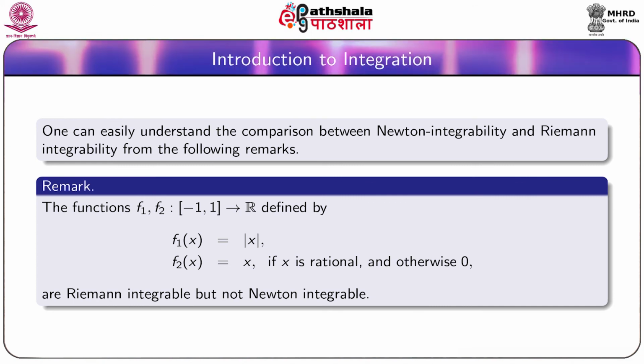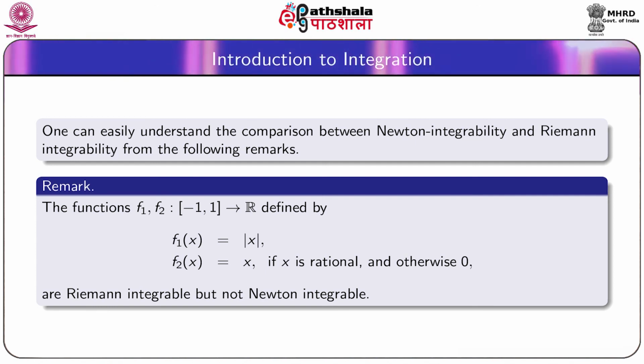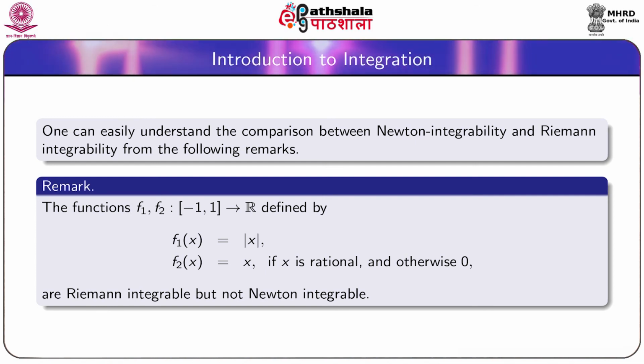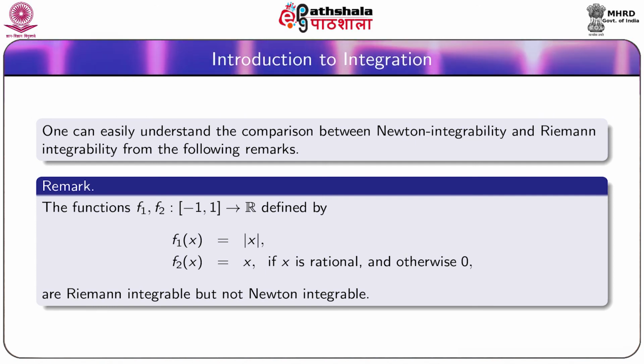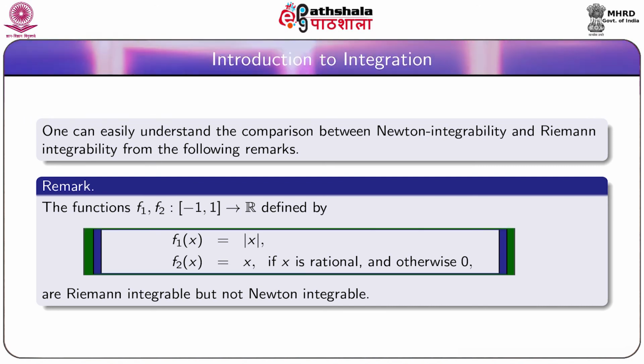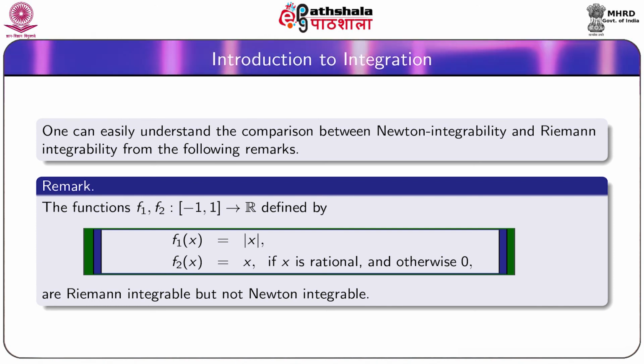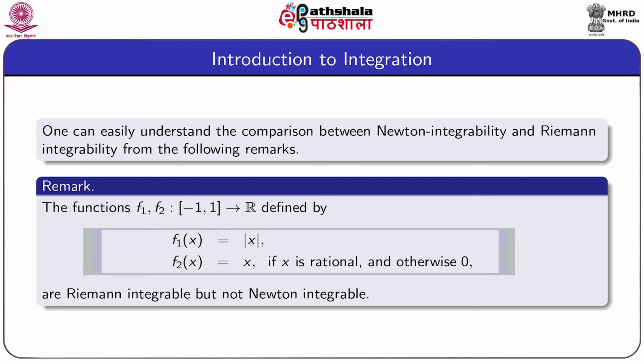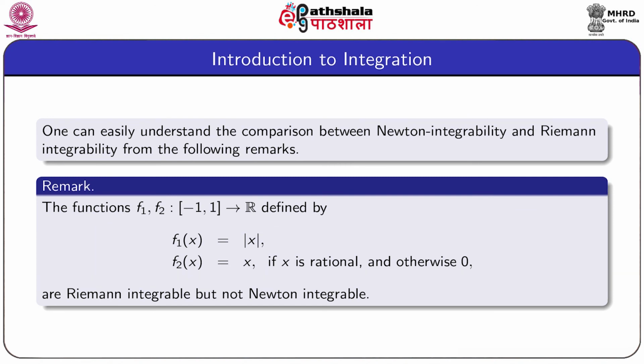In the first remark, we cite an example. Let us consider two functions defined over the bounded closed interval [-1,1]. f1(x) is mod x. Now, clearly f1 is not differentiable, and next we consider f2(x), which is defined by x if x is rational and otherwise 0. We can clearly check that these are Riemann integrable but not Newton integrable.